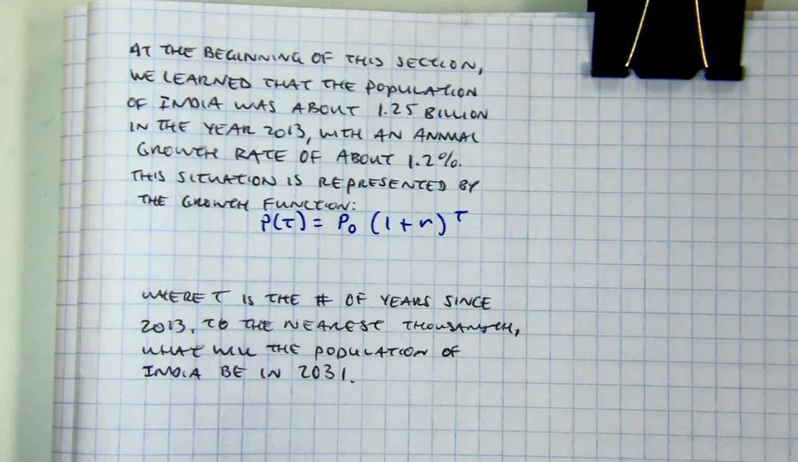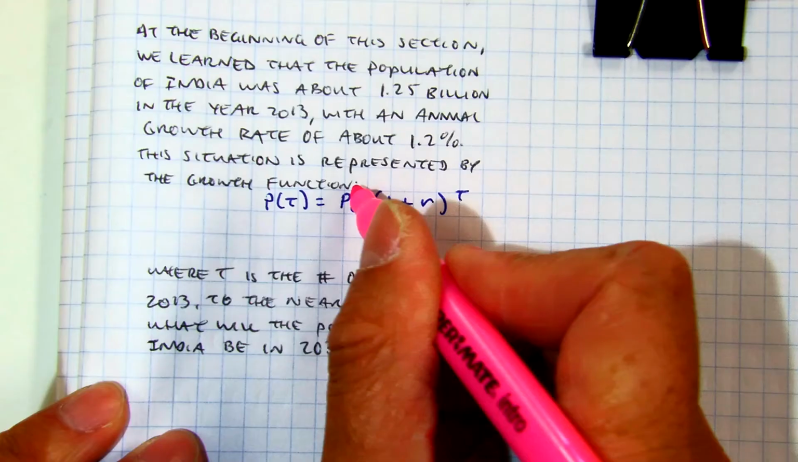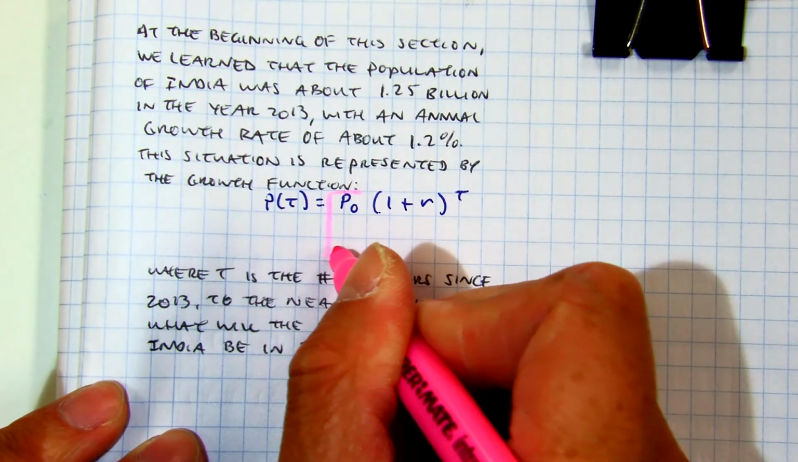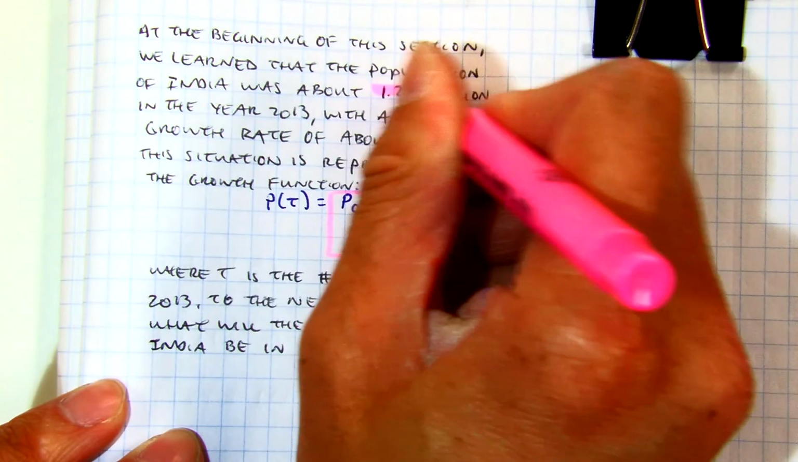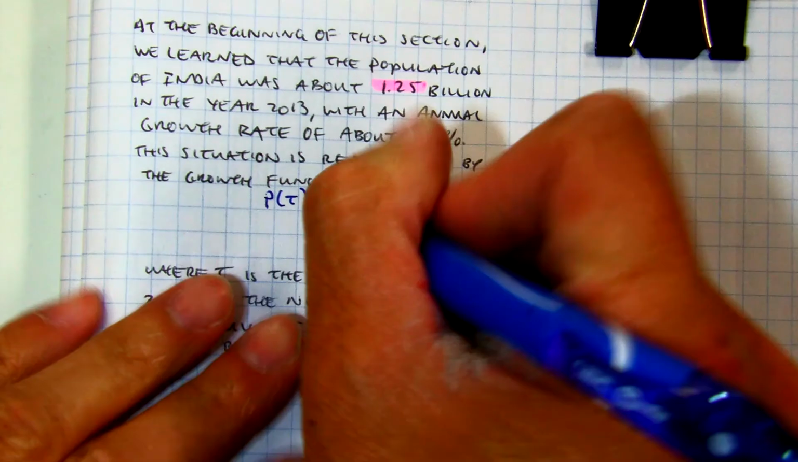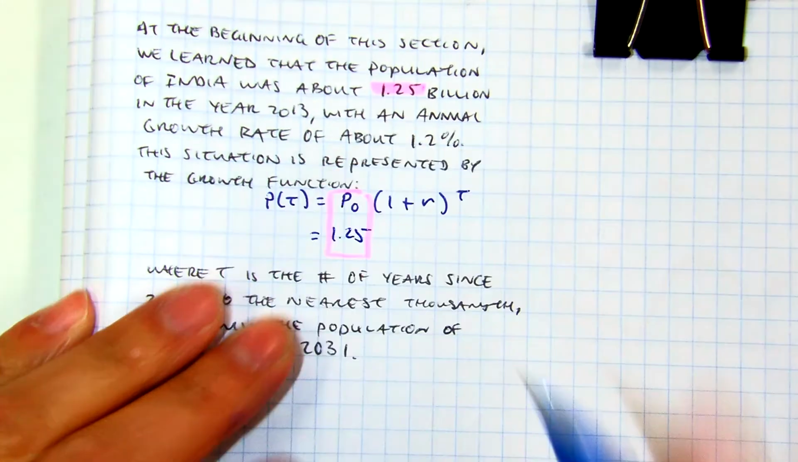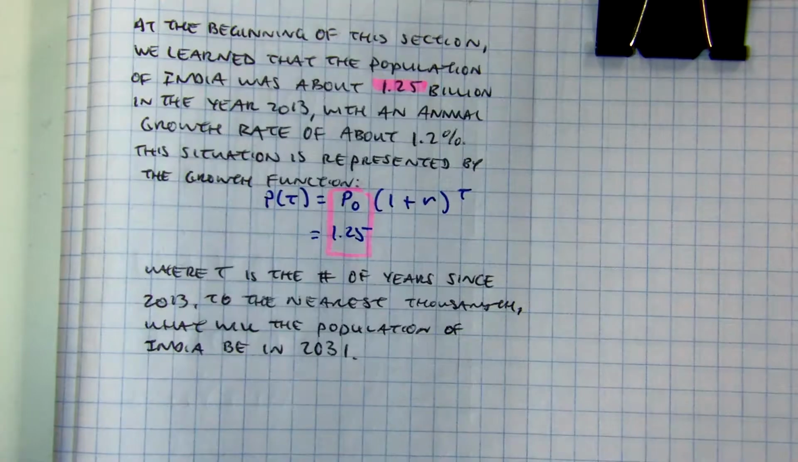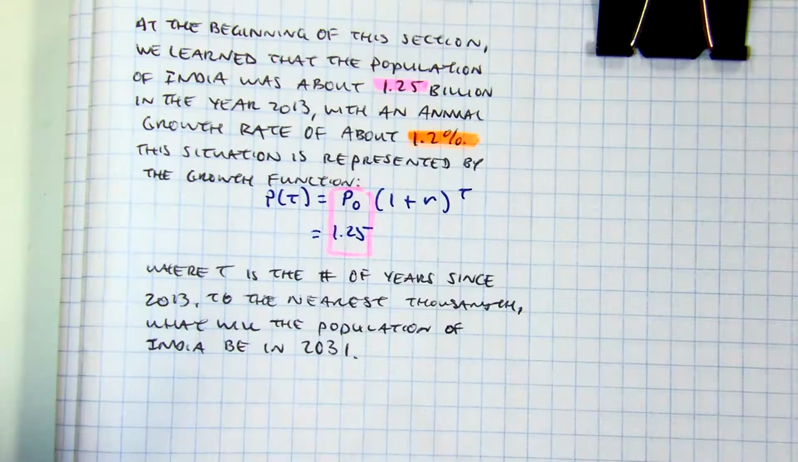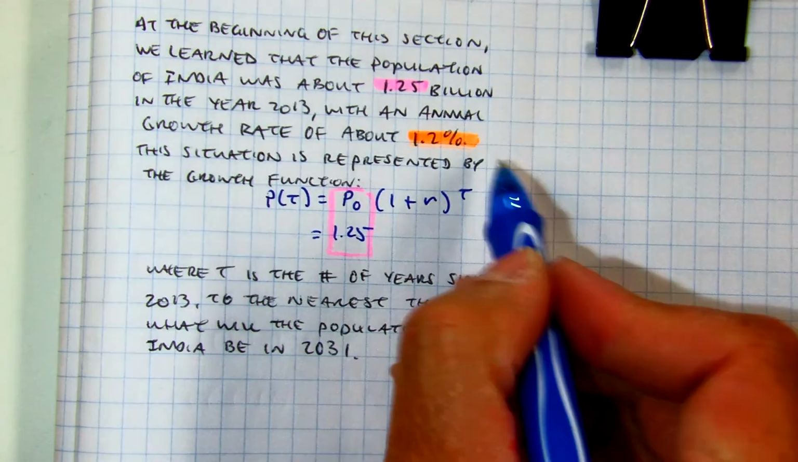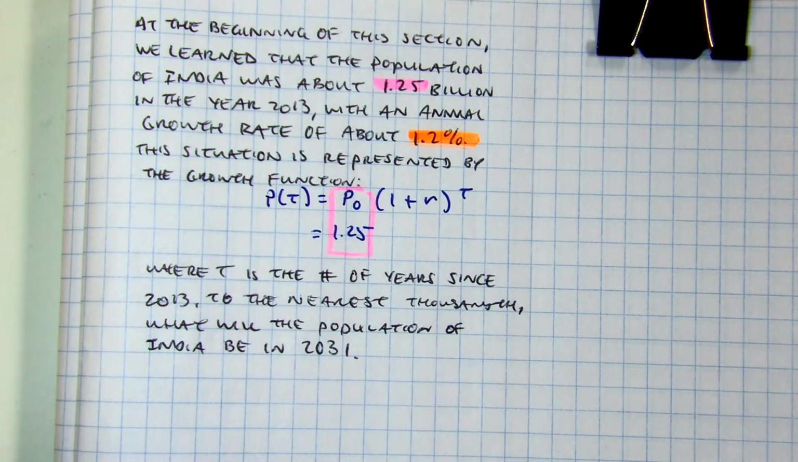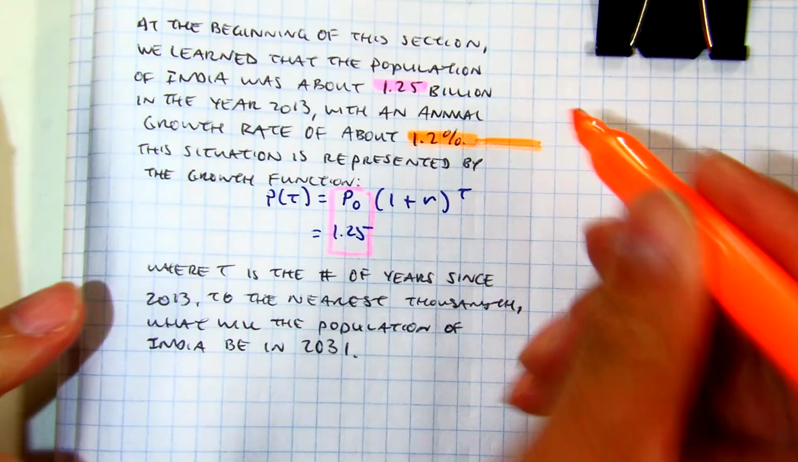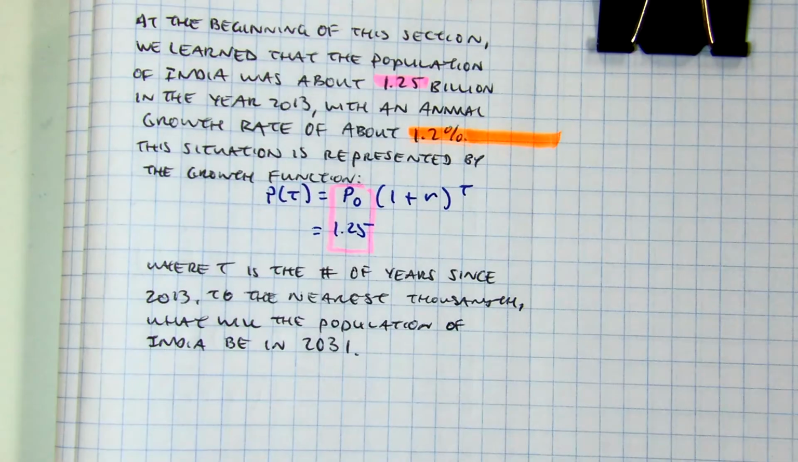Class, what is our initial? 1.25. What is our rate? Partner A, tell partner B a decimal. That's still not even one. I know. 1 and 1 4.